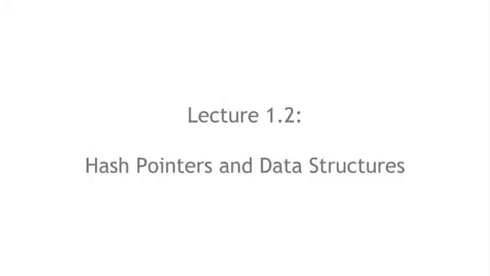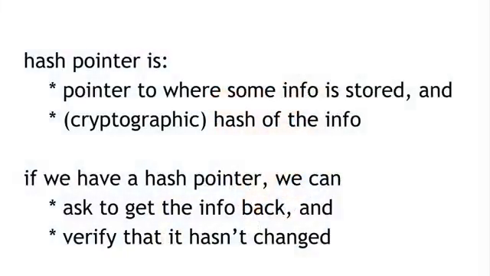In section 1.2, we're going to talk about hash pointers and their application. A hash pointer is a kind of data structure that turns out to be used a lot in the systems that we're talking about. A hash pointer is basically a simple thing: we take a pointer to where some information is stored, and together with that pointer, we store a cryptographic hash of the information. So whereas a regular pointer gives you a way to retrieve the information, a hash pointer is going to let us ask to get the information back.